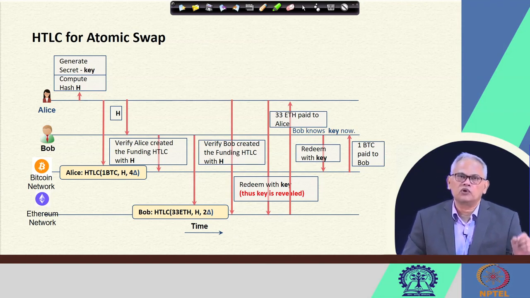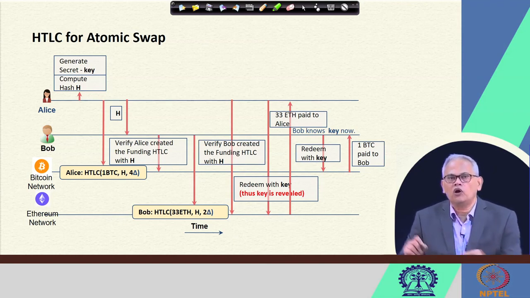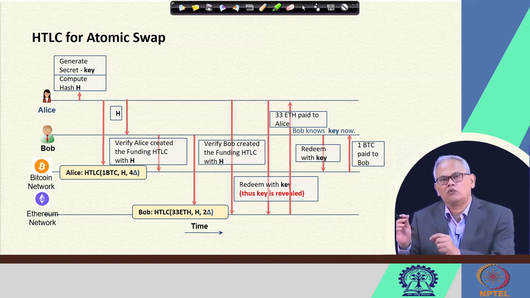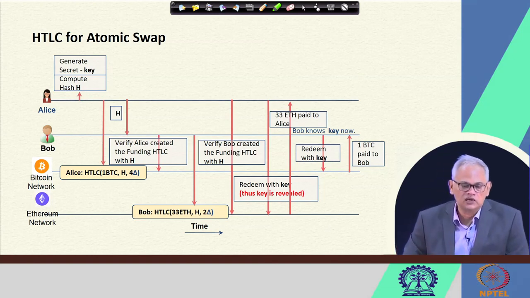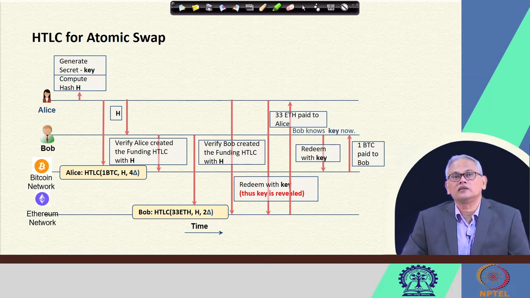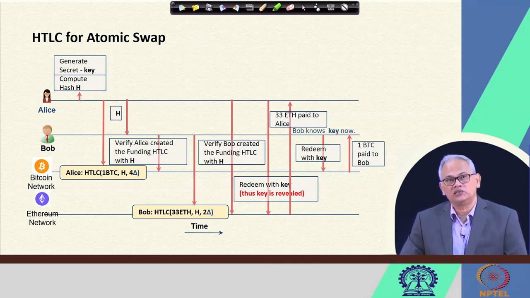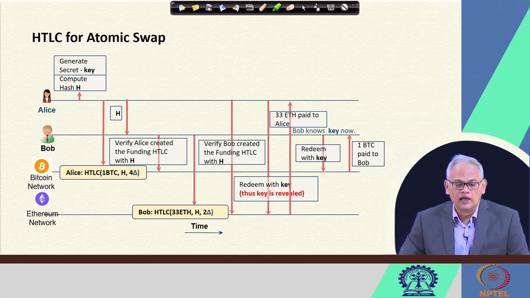So, in the Bitcoin network, Alice is transferring 1 Bitcoin to Bob, and in the Ethereum network, Bob is transferring 33 ethers to Alice. So, what we see here are the steps that generate the secret: generate the secret key, and then compute the hash. That is what Alice does. Then Alice creates the contract, which is an HTLC, that means a hash time lock contract, with 1 Bitcoin, the hash of the corresponding secret key, and a timeout of 4 delta.